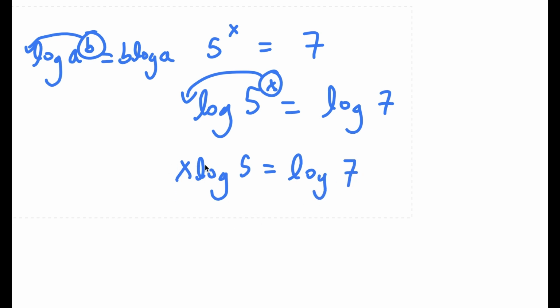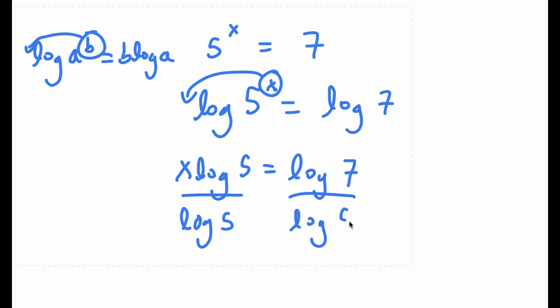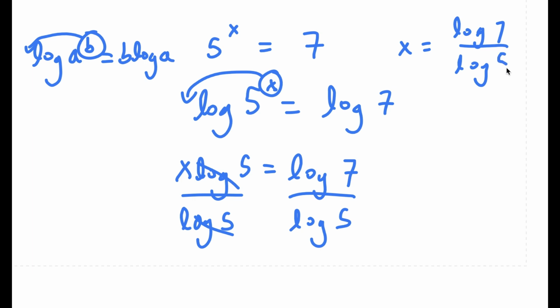Now, we're obviously solving for the value of x, so I'm going to get rid of this log 5 by dividing both sides by log 5. So then these two cancel out, and now I'll be left with x is equal to log 7 over log 5.